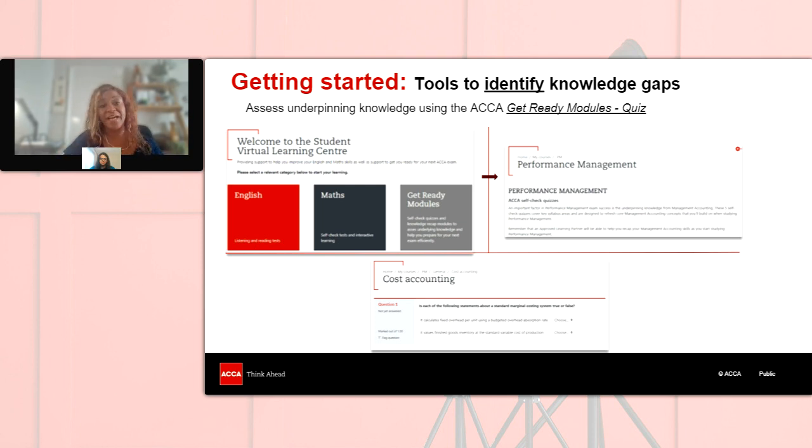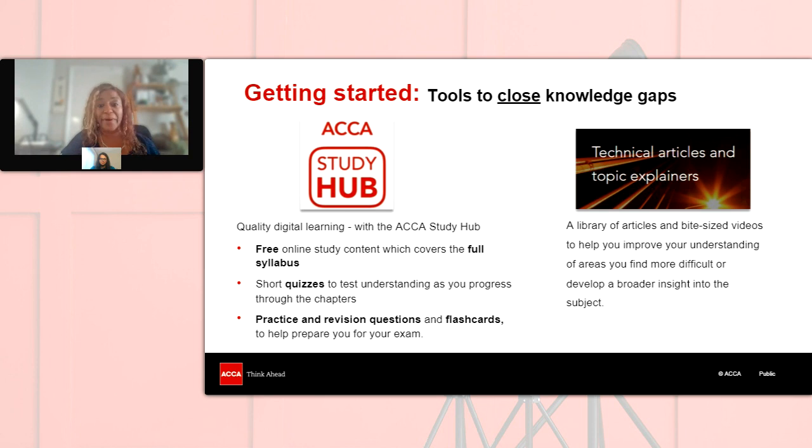Now, let's say you've identified a gap and you think, oh, how am I going to study for this? Where am I going to get any resources from? I don't want to go and buy books or anything like that. Well, we have the perfect tools to help you close those knowledge gaps. So now that you've identified your knowledge gaps, you've got the ACCA Study Hub.